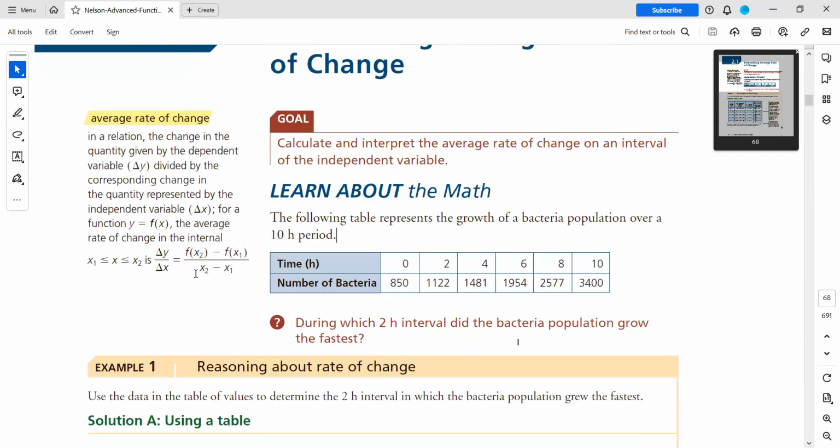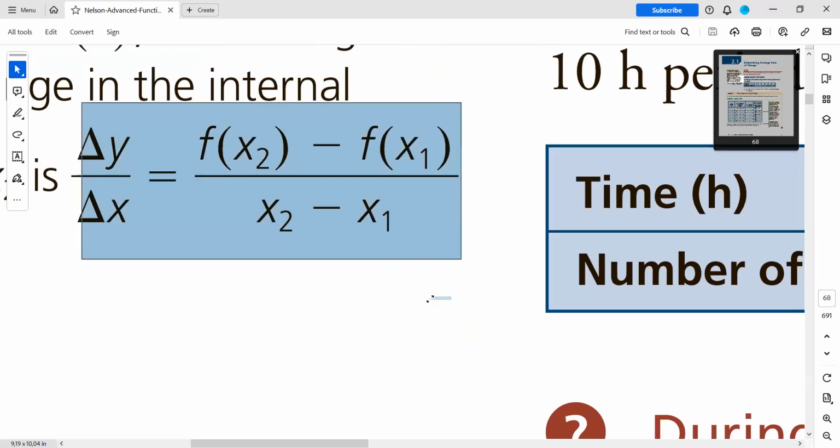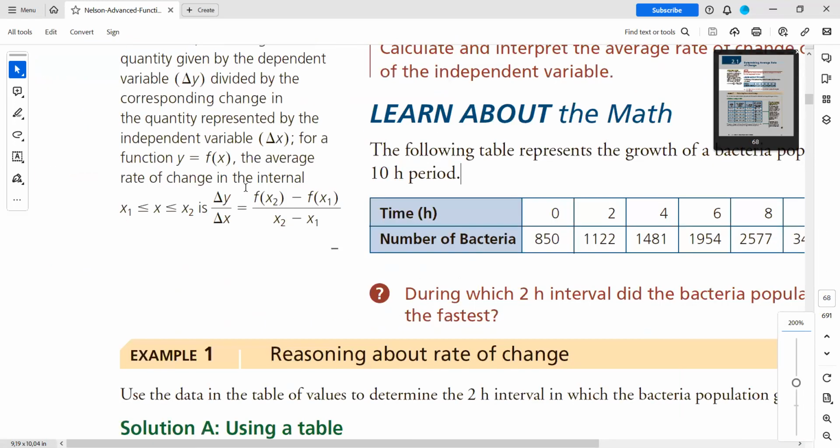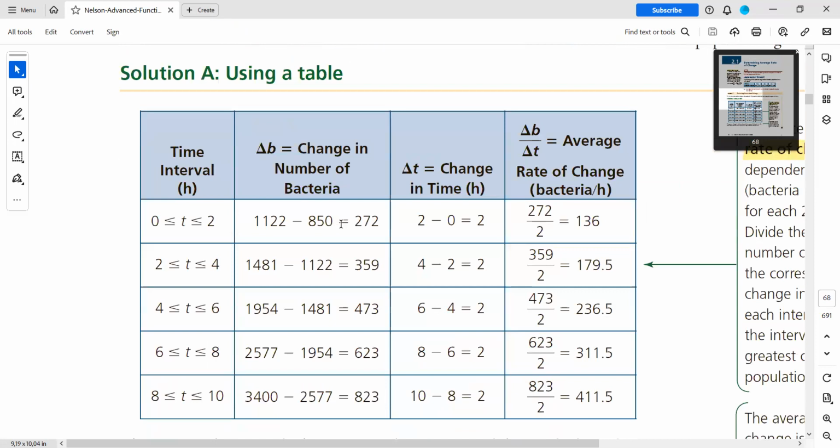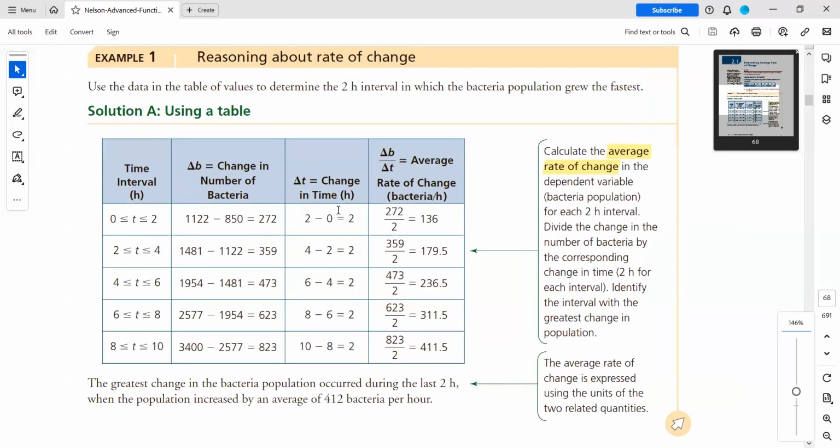Remember, we're still using our average rate of change formula, which is here. Numbers of bacteria at the second moment subtract numbers of bacteria at the first moment. And on the bottom, basically the difference in time, how much time passed. We can see that change in time is constant. It's always 2 hours. So it's basically like our interval. We check every 2 hours what's happening there.